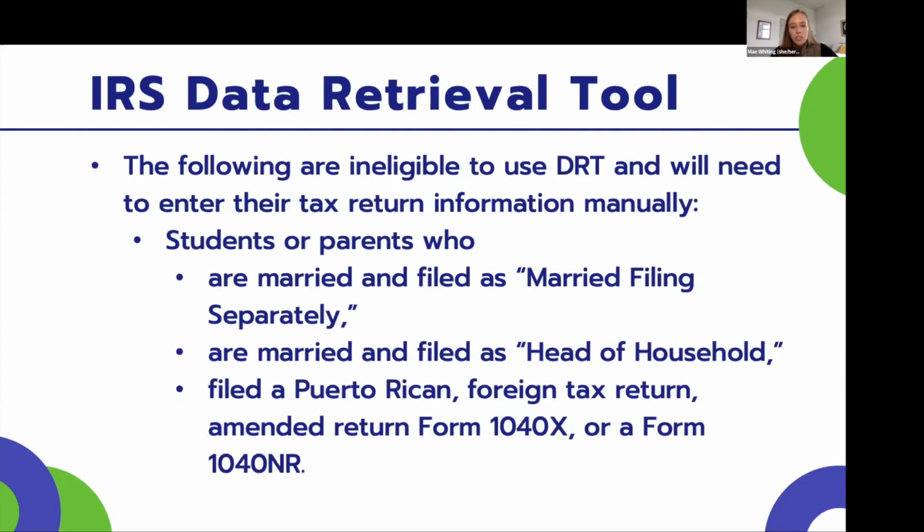Unfortunately, not everyone can use this tool. The following people are ineligible to use the DRT, and instead they're going to have to manually enter their information. This is students or parents who are married and filed as married filing separately, are married and filed as head of household, or if they filed a Puerto Rican or foreign tax return, an amended return, so Form 1040X, or a Form 1040-NR. Any of those people wouldn't be able to use the DRT. They're going to have to enter in the information manually.